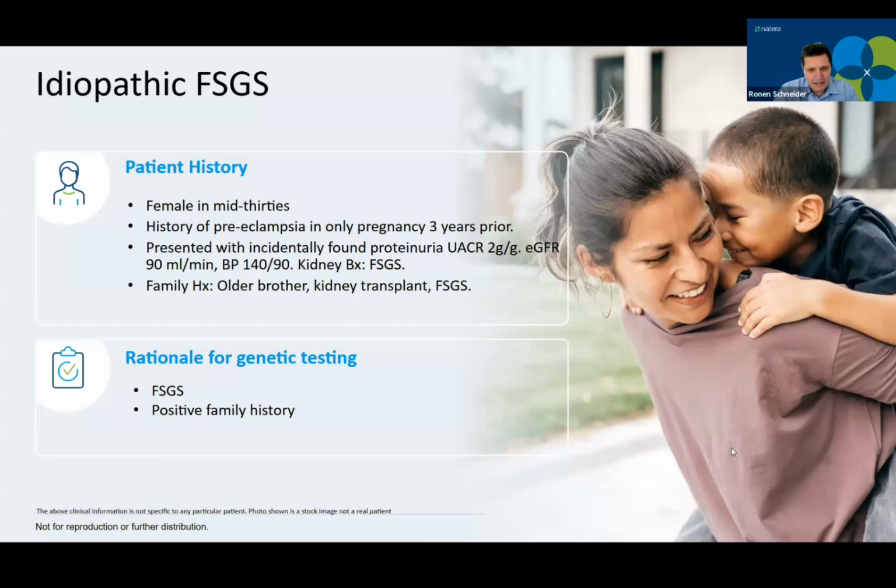Thank you. So the first case is a female in her mid-30s with a history of preeclampsia in one pregnancy, the only one that she had a few years prior. She presented with incidentally found proteinuria of 2 grams. Her eGFR was 90 milliliters per minute, and she had mild hypertension. Her kidney biopsy showed focal segmental glomerulosclerosis, FSGS. She does have a family history positive for CKD, with an older brother with FSGS who is now a kidney transplant patient.